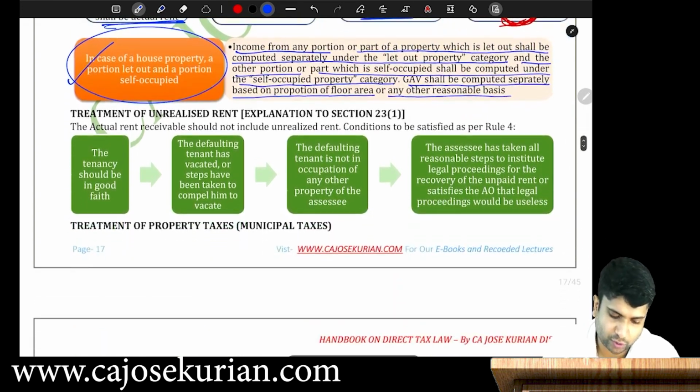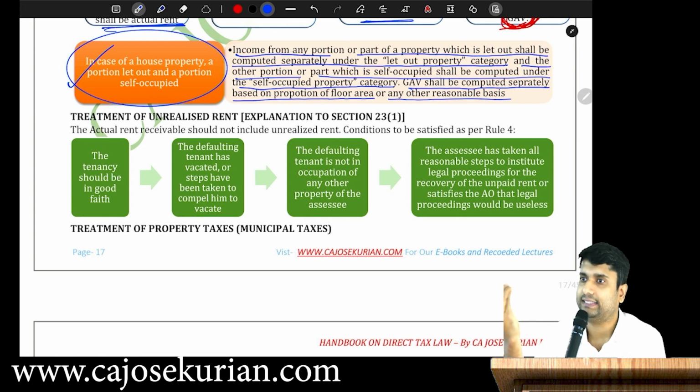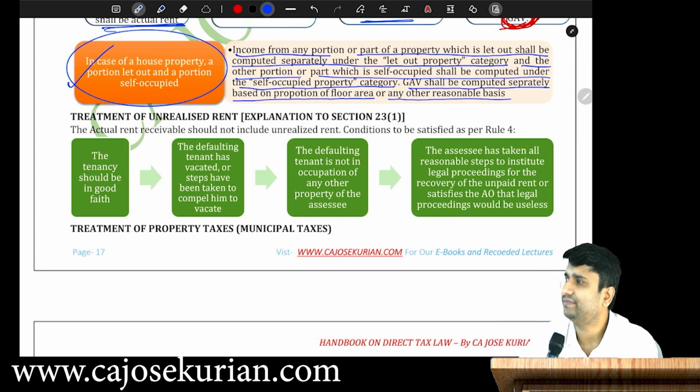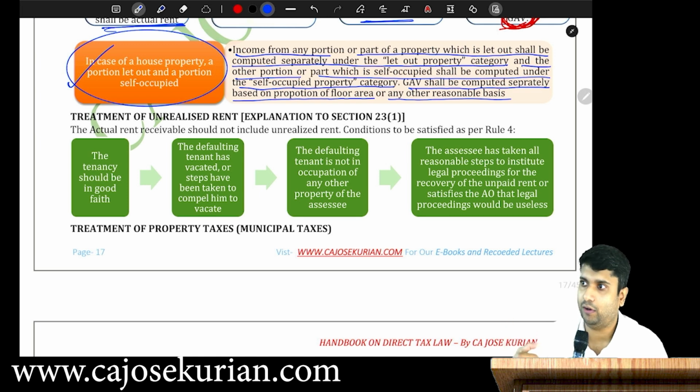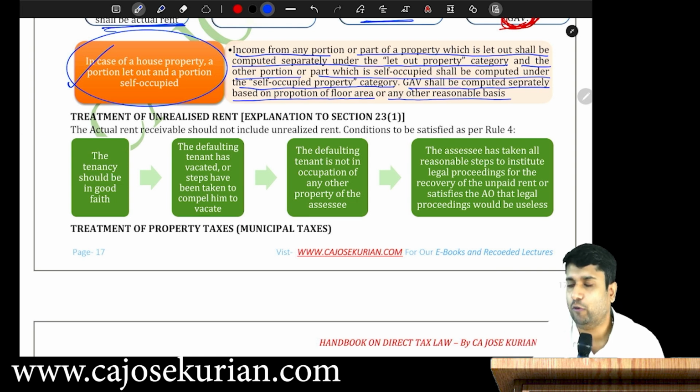Okay, moving on to the next one. There is a concept called treatment of unrealized rent. You tell me what you mean by unrealized rent? The person occupied the property, but he didn't pay me the rent. Rent is receivable for me. From the owner's perspective, it is receivable. Are you with me? Kind of outstanding, yes.